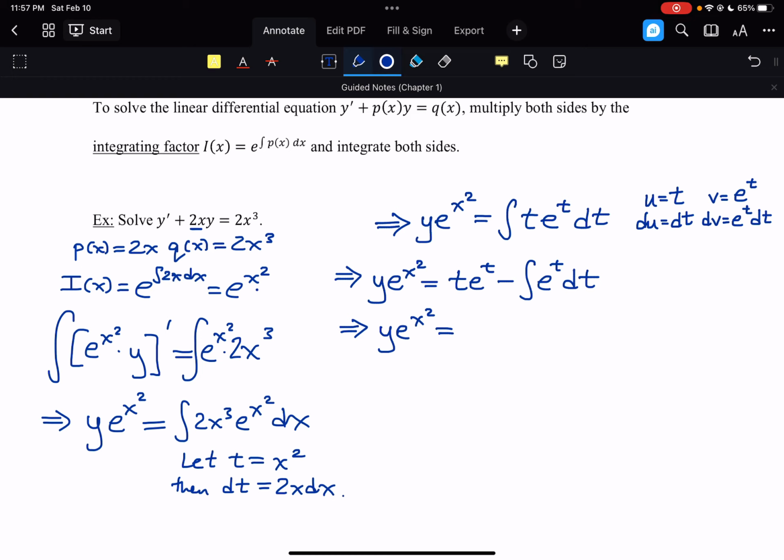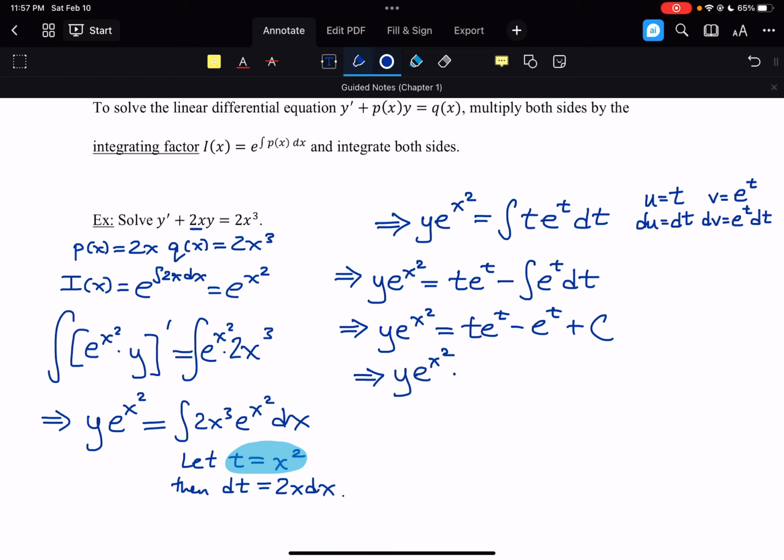We already did our first order linear process over here. Now this is all just integration techniques at this point. But we get t e to the t minus e to the t plus c. We need to switch everything back in terms of x now. So we'll take advantage of this substitution, switching everything back from t to x squared.